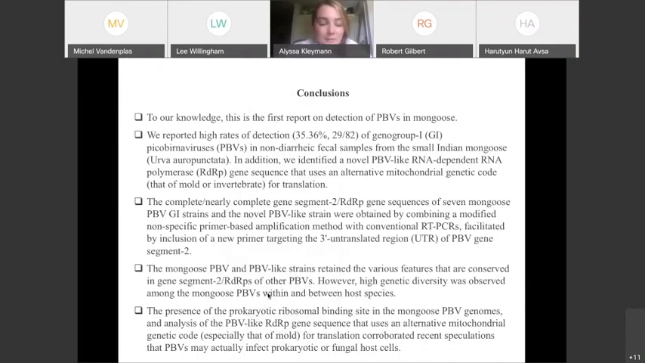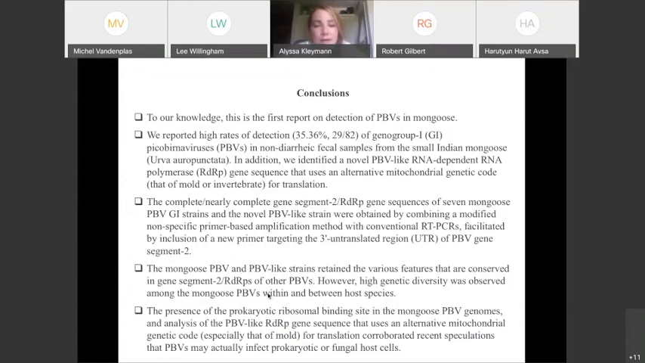So this brings me to my conclusions for this chapter. To our knowledge, this is the first report on the detection of PBVs in mongoose. We reported high rates of detection, at a rate of 35.36%, of genogroup 1 PBVs in non-diarrheic fecal samples from the small Indian mongoose. In addition, we identified a novel PBV-like RNA-dependent RNA polymerase gene sequence that uses an alternative mitochondrial genetic code, that of mold or invertebrate, for translation.